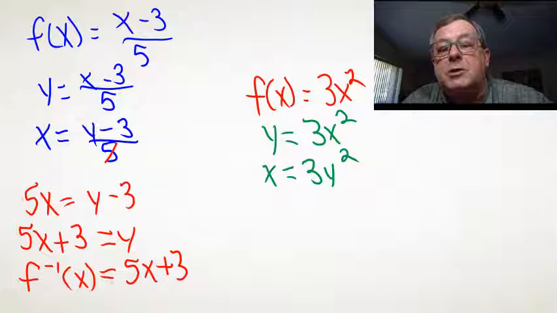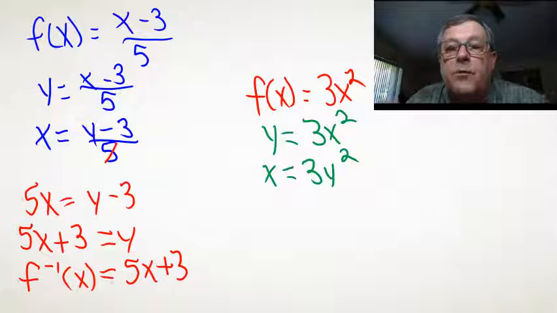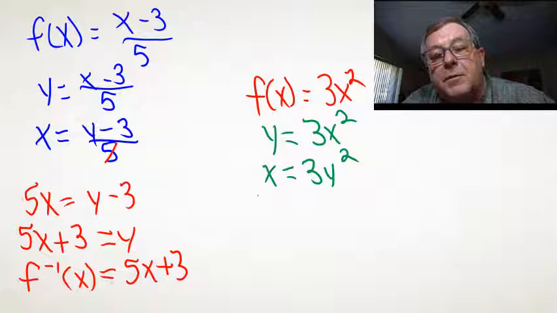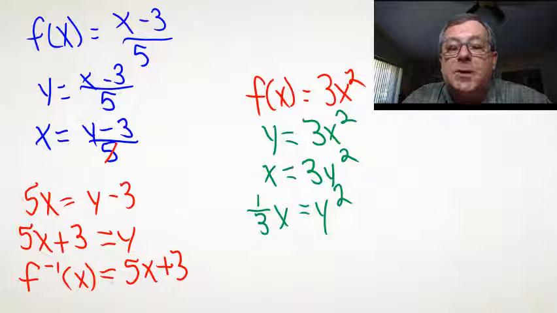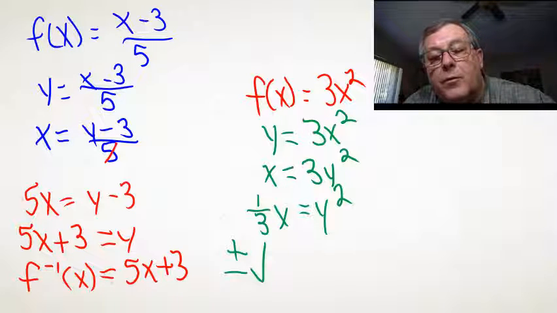Well, I've got this 3y squared, so remember when you're doing everything, you're doing PEMDAS in reverse. I don't have anything to add or subtract, but I do have something to multiply and divide, and I can divide both sides by 3, which is going to give me 1/3 x equals y squared. Then I'm going to deal with my exponents, which means if I've got a y squared on this right side of the equation, the inverse of y squared is a square root. And so I'm going to have plus or minus the square root of 1/3 x equals y.